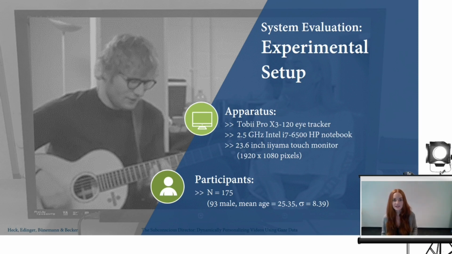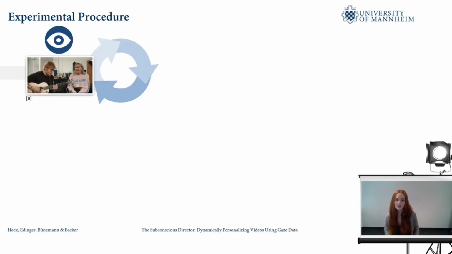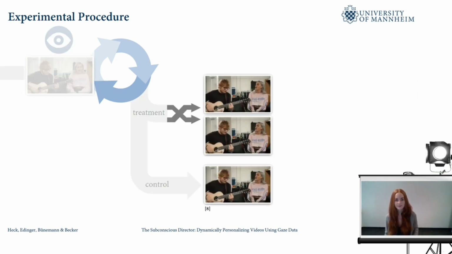In order to evaluate the effectiveness of the system, we conducted a user study with 175 participants. We used a between-subjects experimental design with 2 treatment groups and 1 control group. Each participant was shown 3 videos, and the first video was a duet performance of the song 2002. We first showed the participants a scene in which both singers were singing together. After 39 seconds, the video reached a branching point, and here the continuation was different for each experimental group.